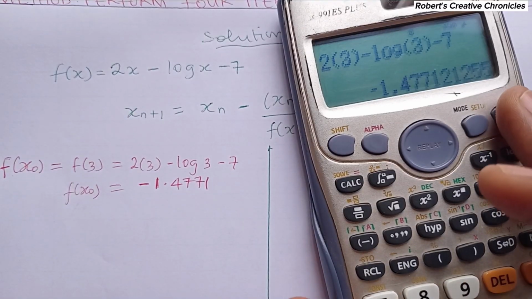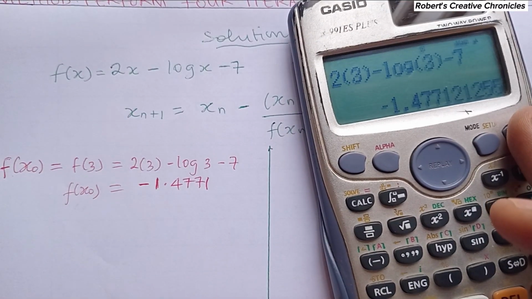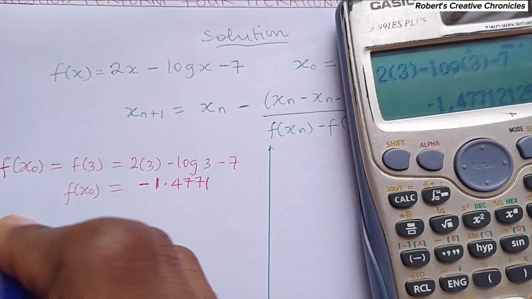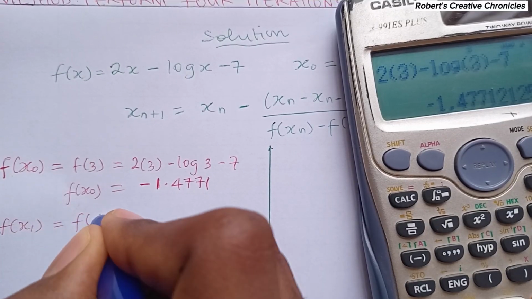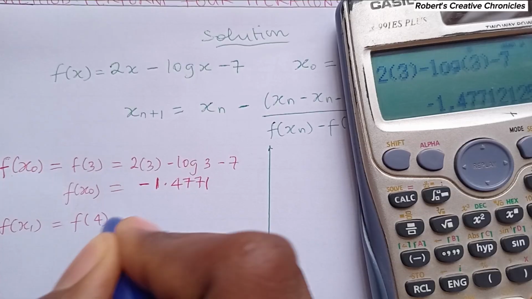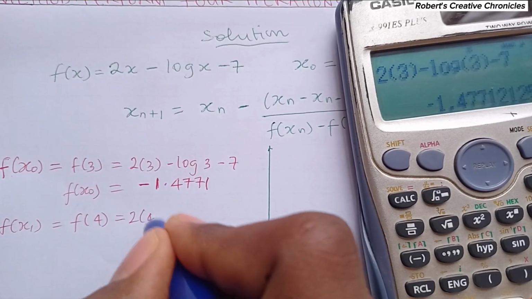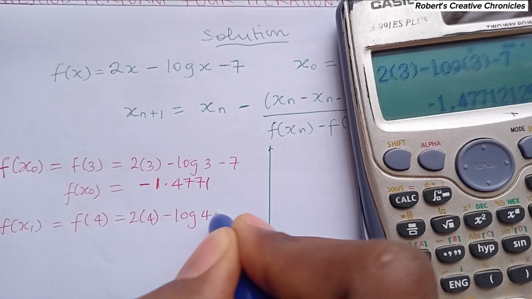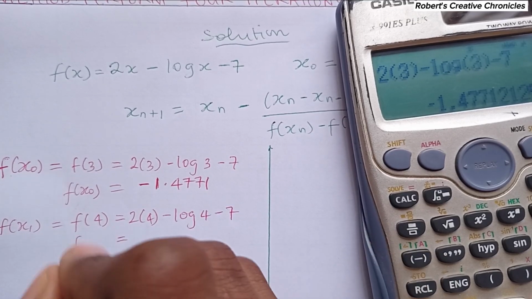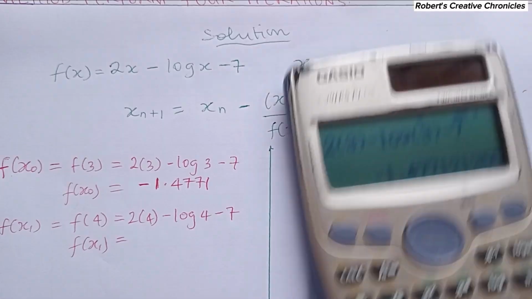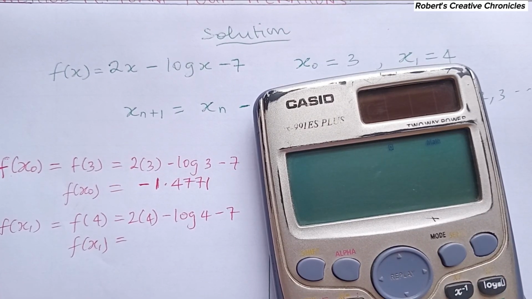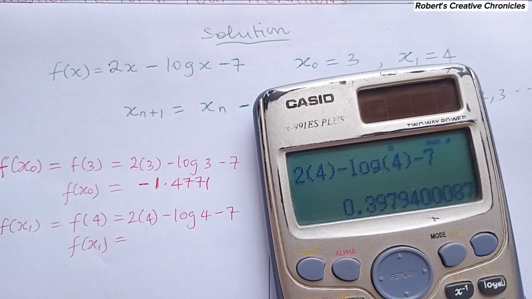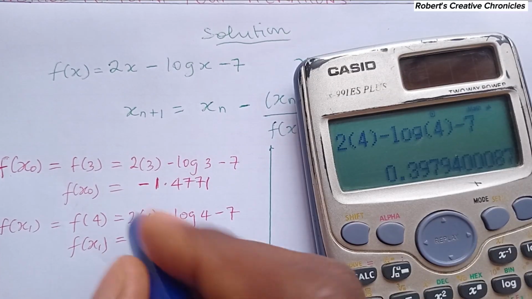Then the other one, f(x1), which is equal to what? f(4) is 2 times 4 minus log 4 minus 7. So you just put 4 here. This is 0.3979.